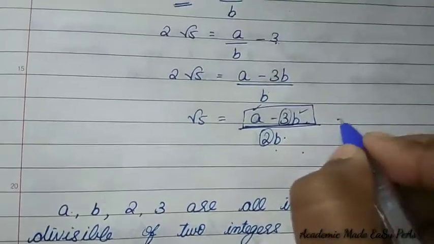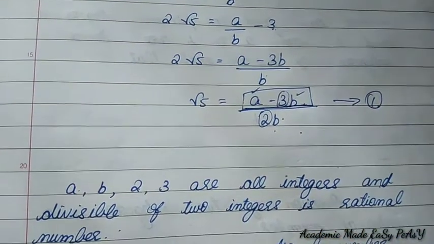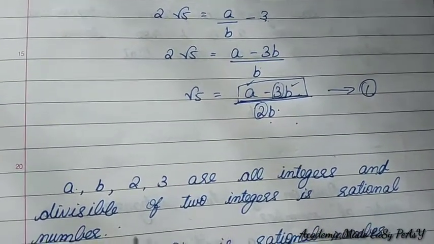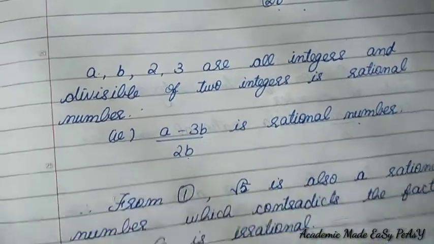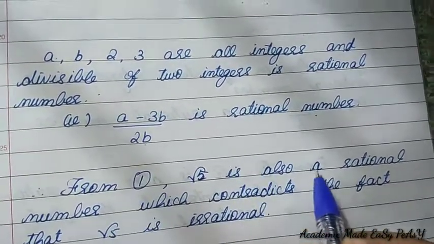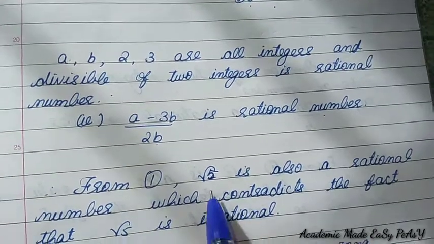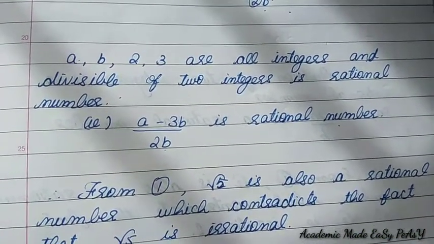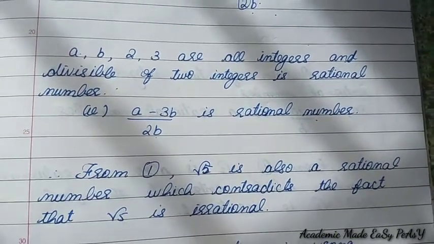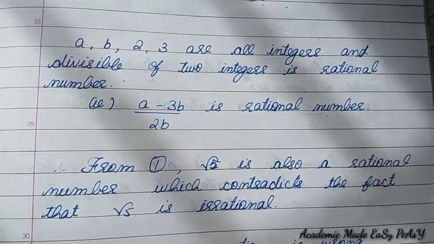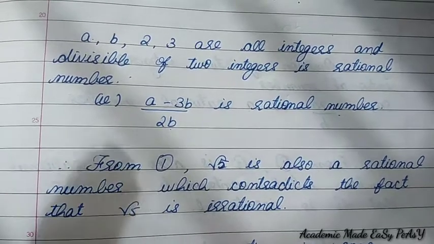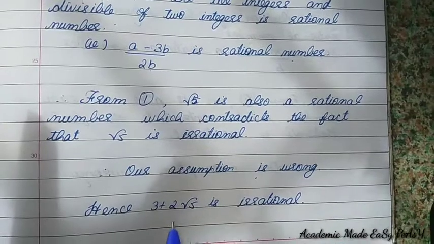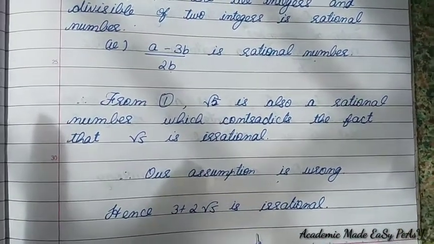Here I am saying that this is equation 1. Already we have proved that root 5 is irrational. So from equation 1, root 5 is also a rational number, which contradicts the fact that root 5 is an irrational number. Why? Because we have already proved that root 5 is irrational. So we will say that our assumption is wrong. Therefore, 3 plus 2 root 5 is irrational.